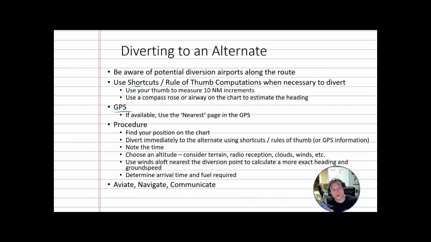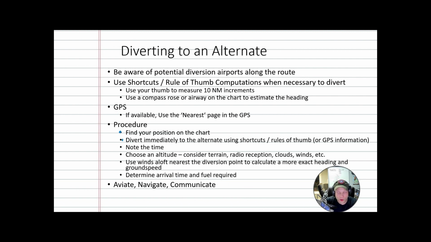A really useful tool you have inside the aircraft is your GPS. If you just tap the nearest function, you can find the nearest airports around you, file through them, find the one that you want, and hit direct to. Not all aircraft have this, but if you do, it's always a good idea to understand how to use your GPS system effectively.